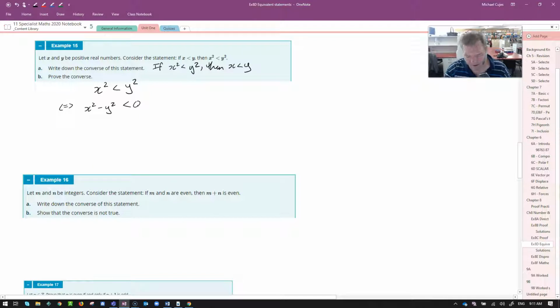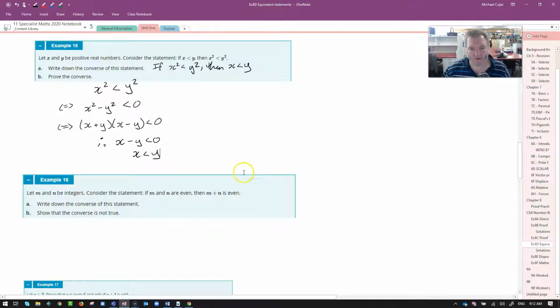Okay, well, good news here is I've got my favourite rule in maths and I'm going to use it, aren't I? X squared minus Y squared I can rewrite as X plus Y multiplied by X minus Y. Now, for this to be less than 0, we know that both X and Y are positive real numbers. So X plus Y must be positive. So for this statement to be true, it must be that X minus Y is less than 0, which is equivalent to saying X is less than Y. And we finish off that proof.